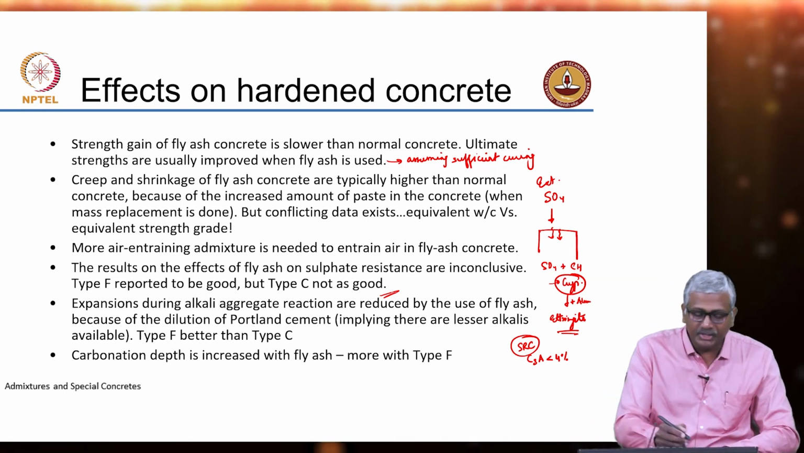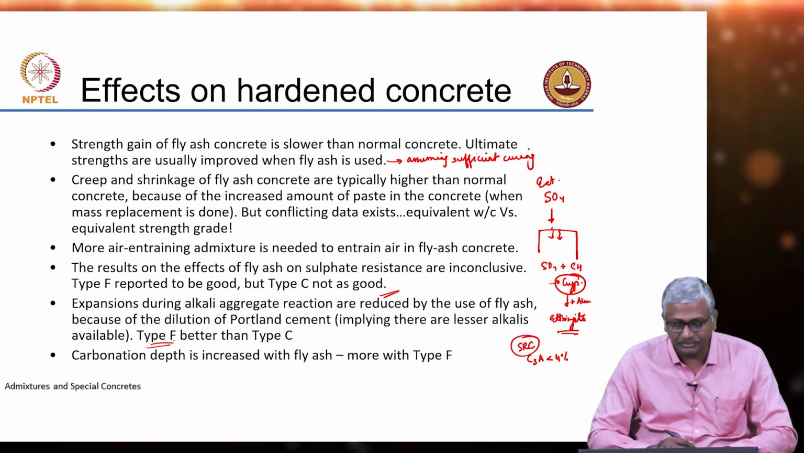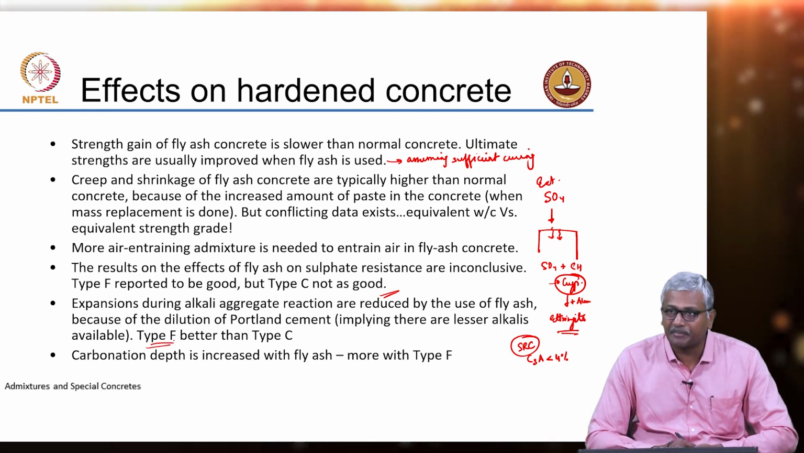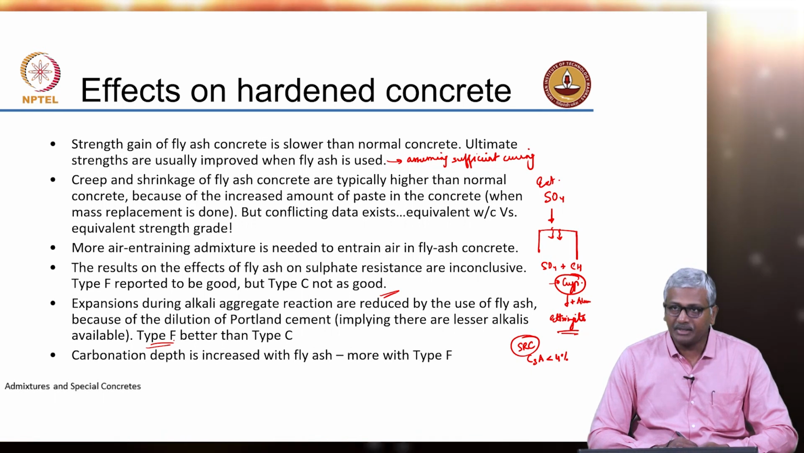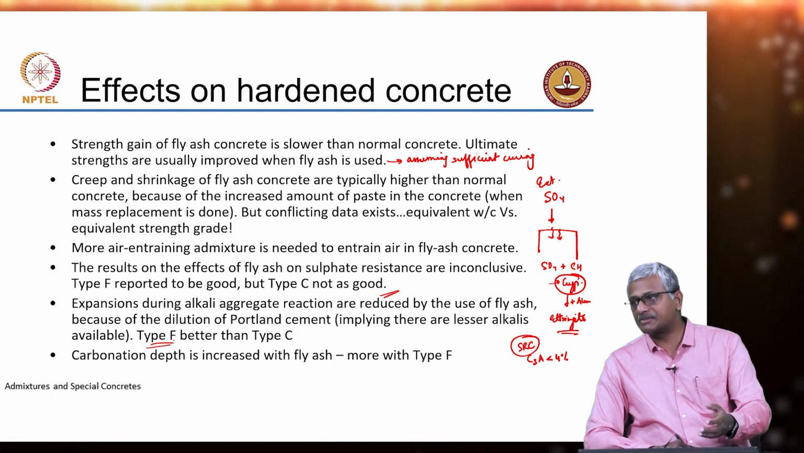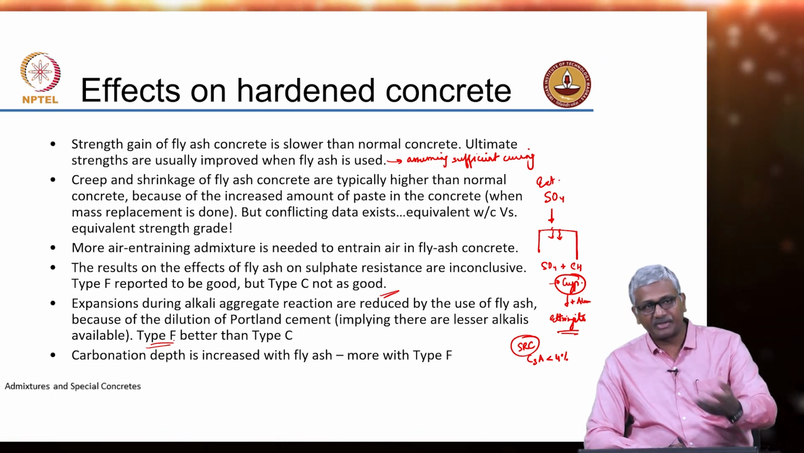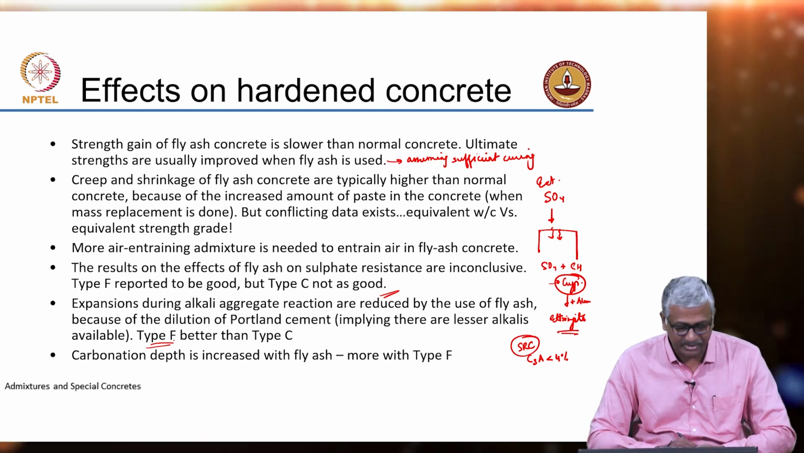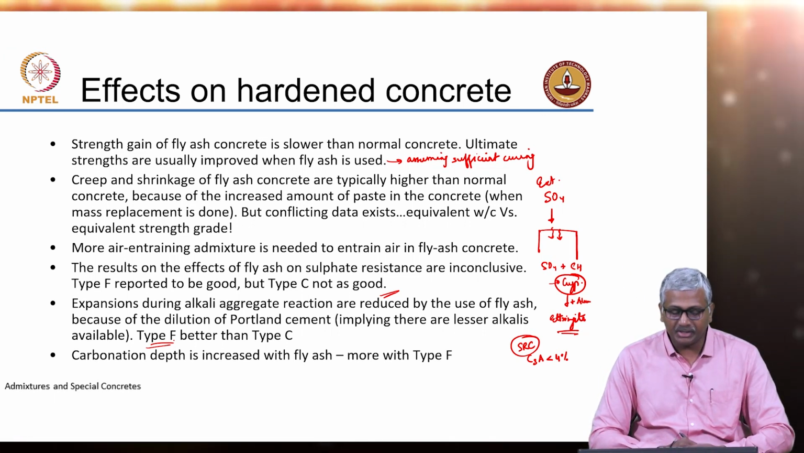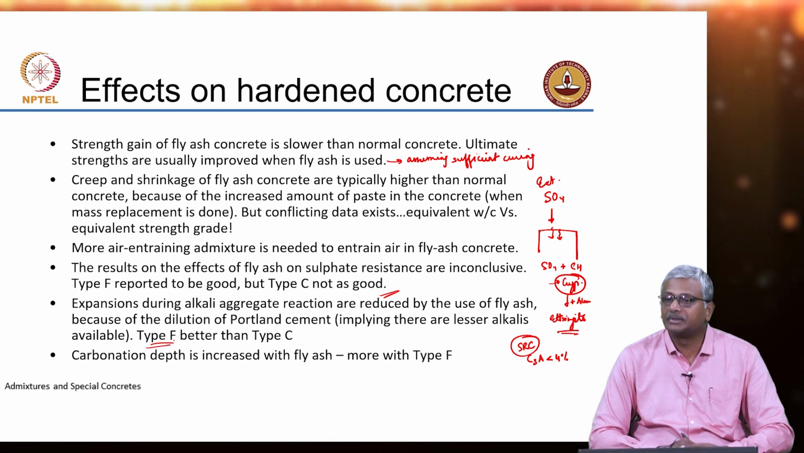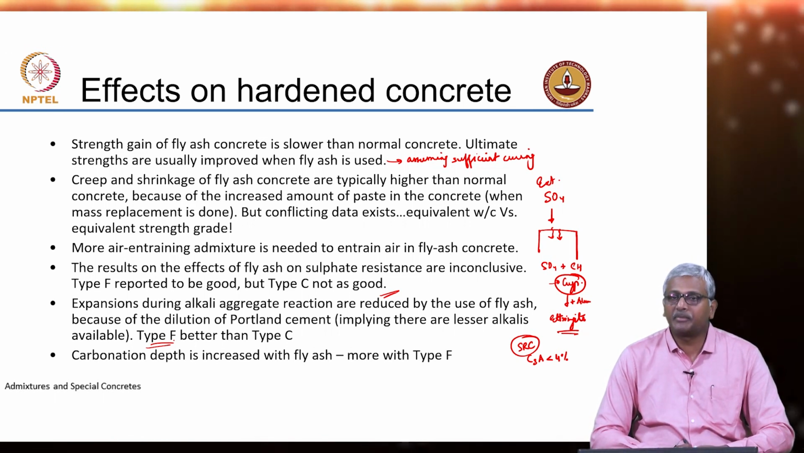Again, the more siliceous the material, generally the performance is better as compared to type C, but that is not the case when you consider slag. Slag also has a very beneficial performance when it comes to ASR. Carbonation depth is increased with fly ash. Why? Why should carbonation depth be increased?